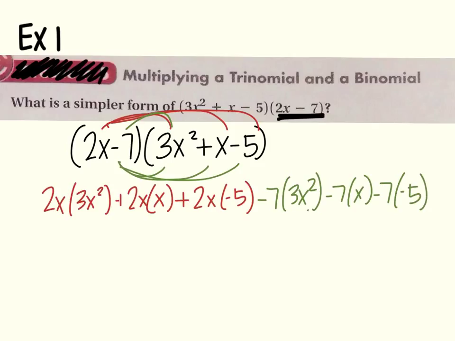Pay close attention to your signs. Since that was minus 7 there, the minus stays in front of the 7 all the way down. Since that was minus 5, I use negative 5. Okay, if you don't do that, you're going to get it wrong.